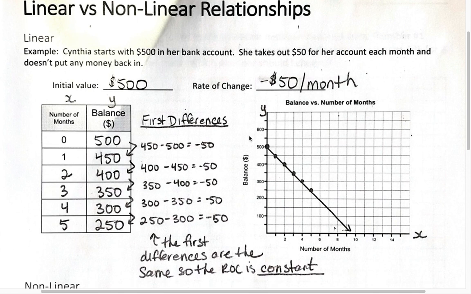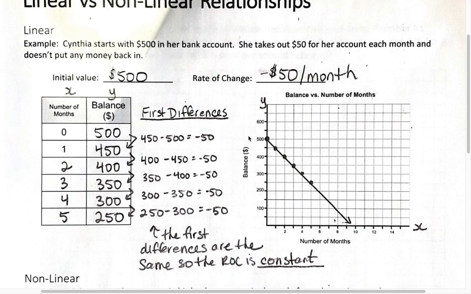Okay. Then we want to look at it from the different representations, because remember, we always want to be able to visualize relationships in words, in tables, in graphs, and then eventually, which we'll talk about tomorrow, using equations. So what I've done is I've created a table of values to show this relationship. I started with my independent variable, which is the number of months. That's the variable that I control. And what depends on that, my dependent variable, is my balance.